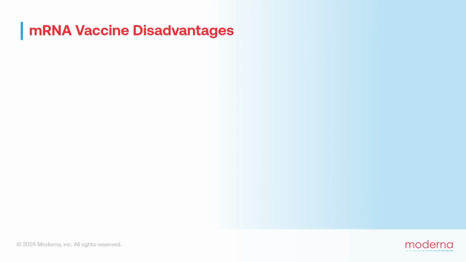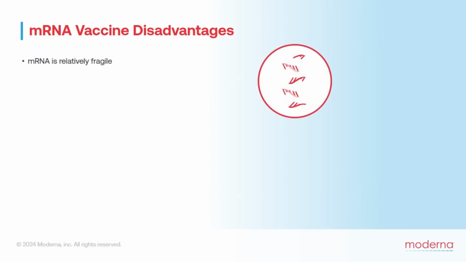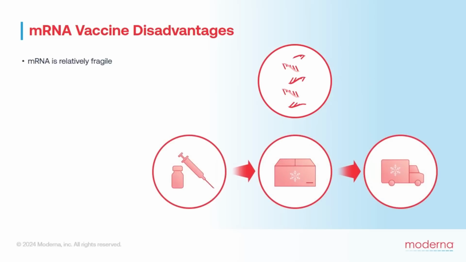In contrast to their many advantages, mRNA vaccines do currently have some notable disadvantages. One is the relative fragility of mRNA. You may remember that the original SARS-CoV-2 vaccines had to be shipped and stored at ultra-cold temperatures and administered very soon after being allowed to thaw. This fragility is partly due to RNA's chemical structure. It has a tendency to break into pieces.